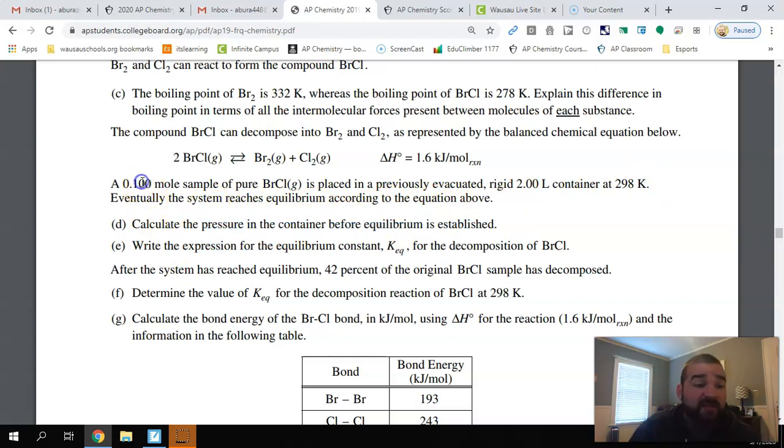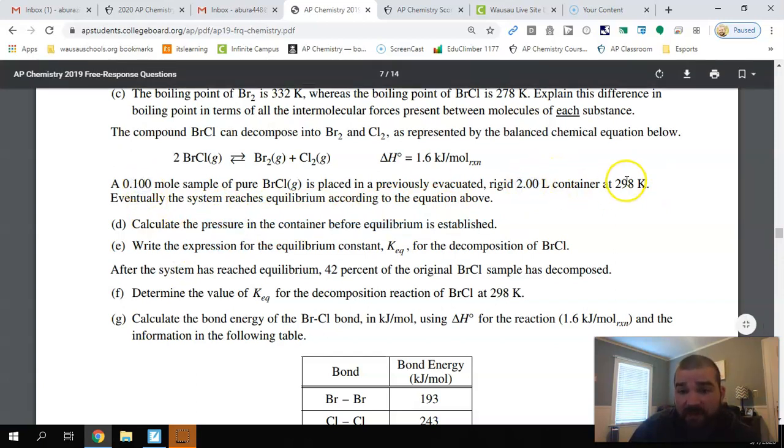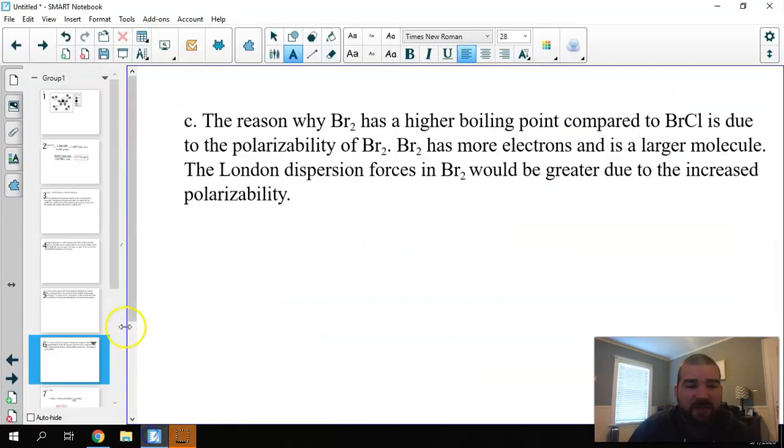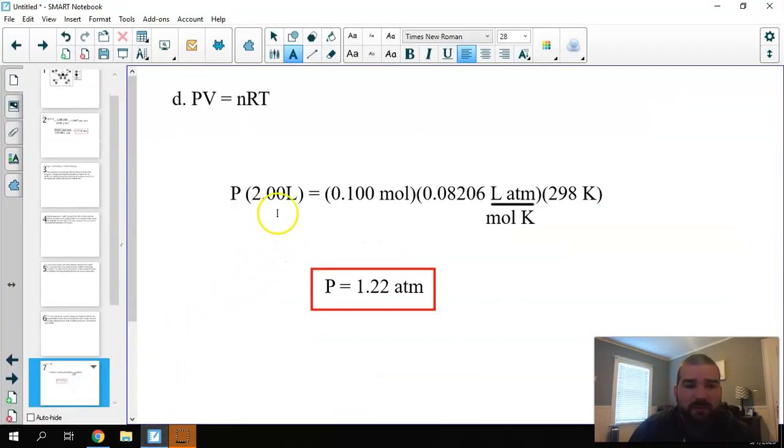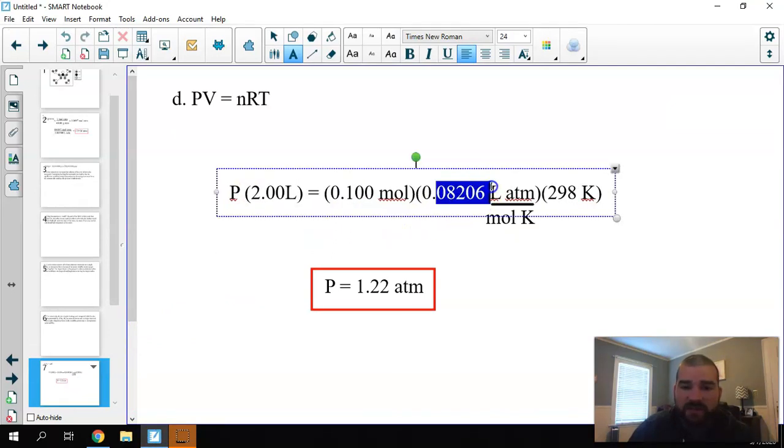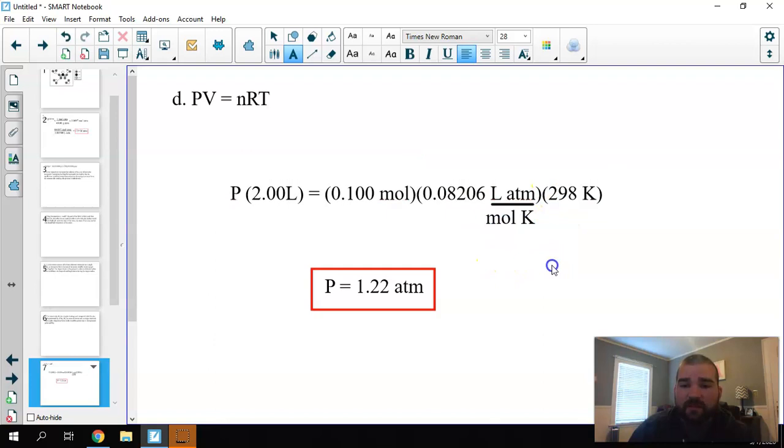Okay, so we have moles, we have volume, we have temp, and we're asked to solve for pressure. It's an ideal gas law question, PV equals nRT. So we just set it up, plug and chug, and this should be pretty straightforward. We're solving for pressure, we don't know that. They gave us the volume, they gave us the moles. This is the value of R, the ideal gas law constant from your formula packet, which it is in there. And this is the temp. Do some quick little algebra, and you should get a pressure of 1.22 atmospheres.